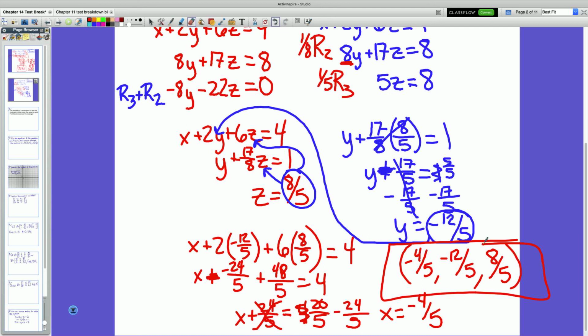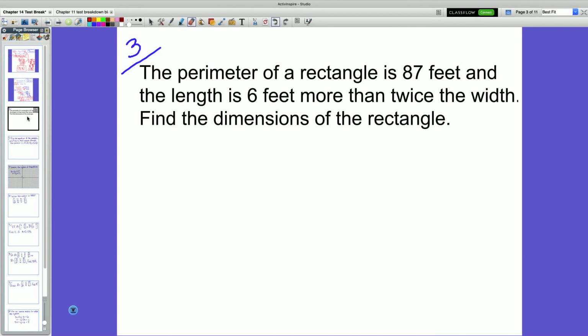All right, we'll go ahead and look at number 3 then. Number 3 is kind of a word problem. It says the perimeter of a rectangle is 87 feet, and the length is 6 feet more than twice the width. Find the dimensions of the rectangle. So essentially, here's what I would start with. I would start by drawing a diagram.